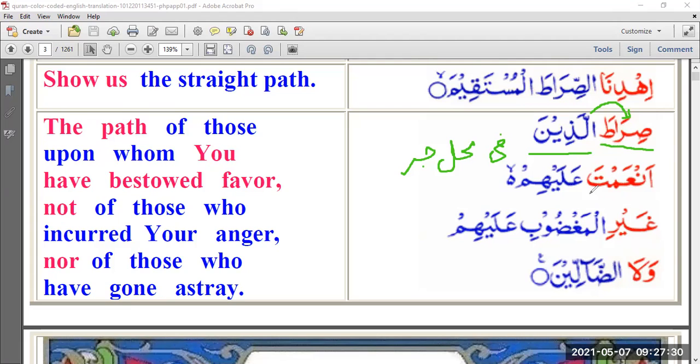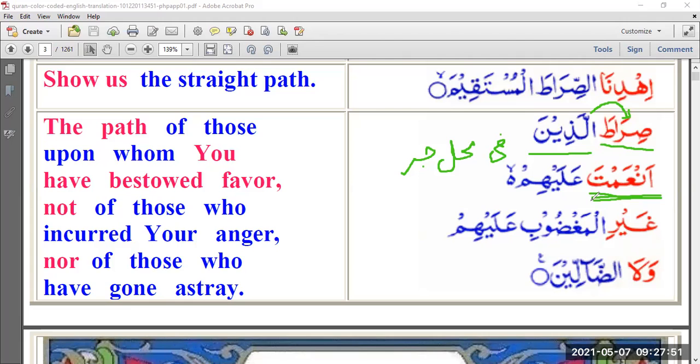So now next we will start with sila, right? Yes, you can say this is ism mawsul and this is the sila. And an'amta, we can see that this is fi'l, right? Fi'l.